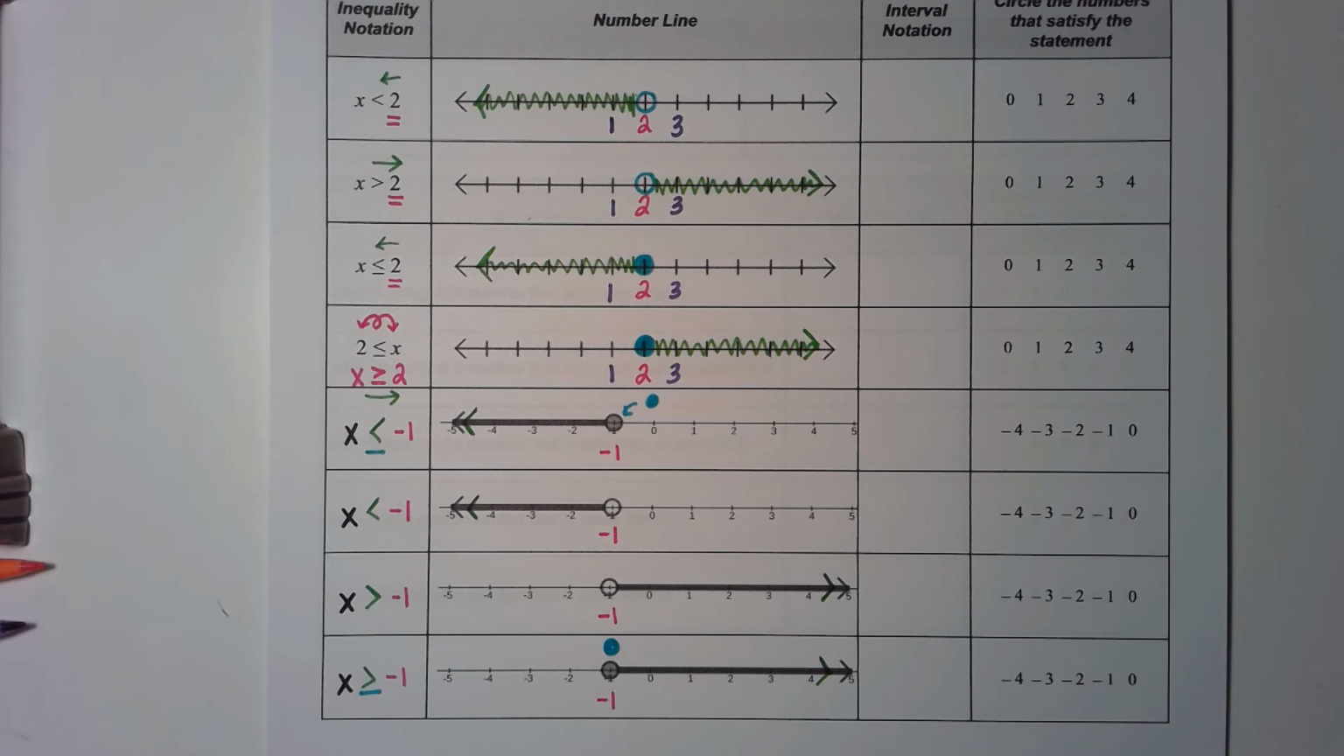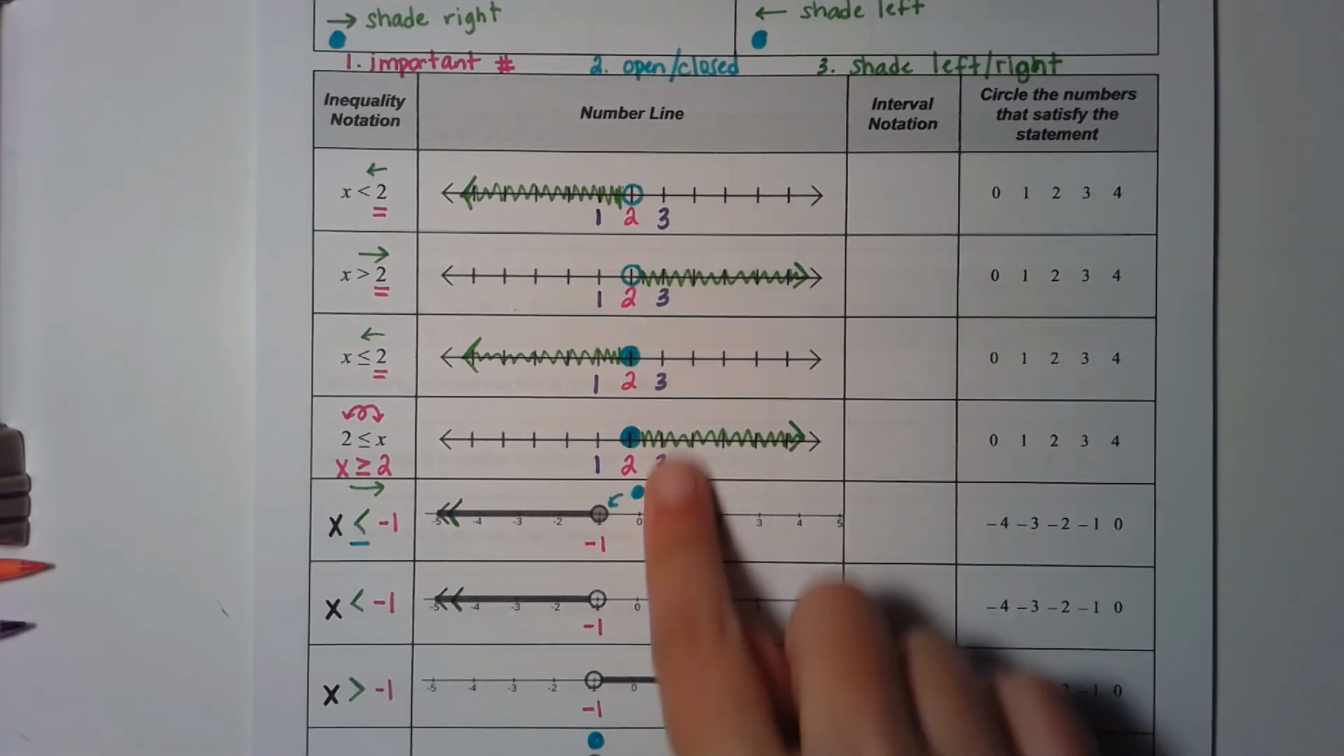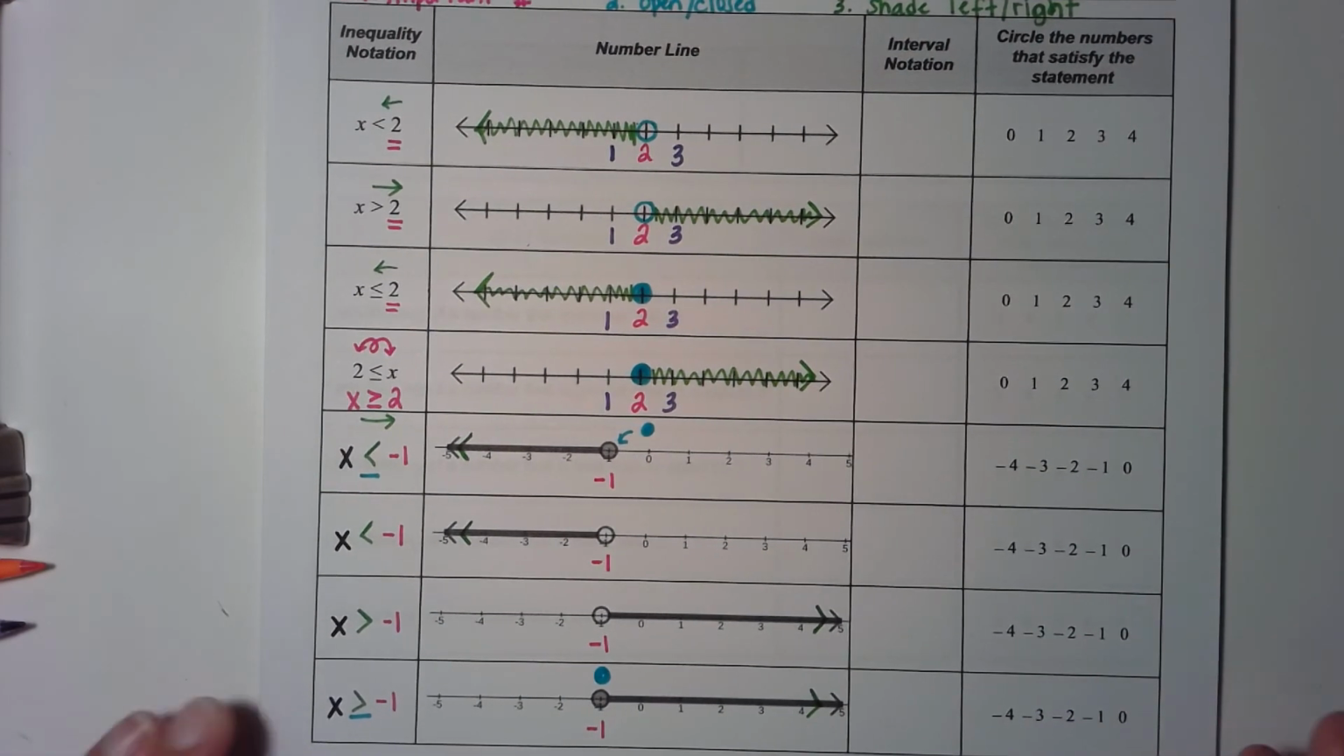Now, the last thing that we need to do is practice translating this same solution set to interval notation and then circling the numbers that satisfy the statement. So if you wanted to take this solution set and make it interval notation, to me, the easiest way to start is by looking at the graph. So I think having a graph is really helpful. Whenever you don't have a graph, I would suggest drawing a graph.